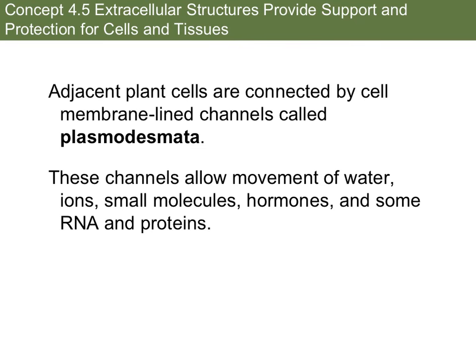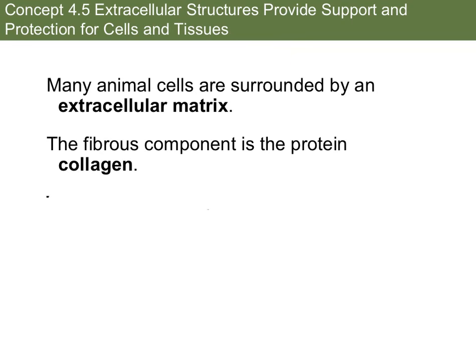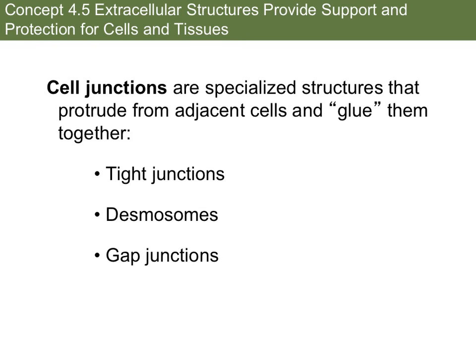Adjacent plant cells are connected by cell membrane-lined channels called plasmodesmata. These channels allow for movement of water, ions, small molecules, hormones, and some RNA and proteins. Outside of the cell is known as the extracellular matrix. Many animal cells are surrounded by this extracellular matrix and can include the fibrous component made of collagen.